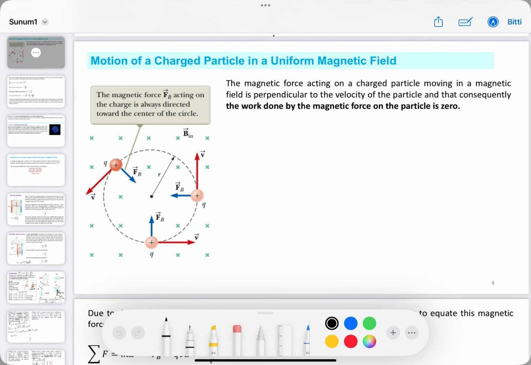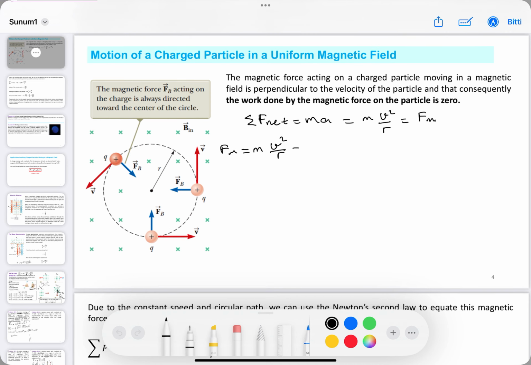Let's talk about motion of a charged particle in a uniform magnetic field. As you can see, because of magnetic fields, the charge is making circular motion. So can I say F net equals ma because of centripetal force? Can I write this one using mv squared over r? Yes. This one equals magnetic force. I mean, magnetic force equals centripetal force.